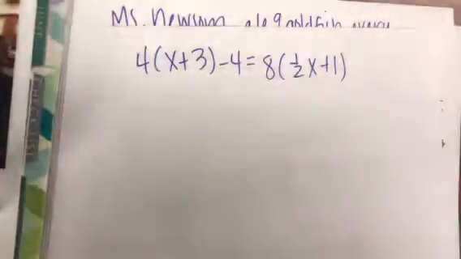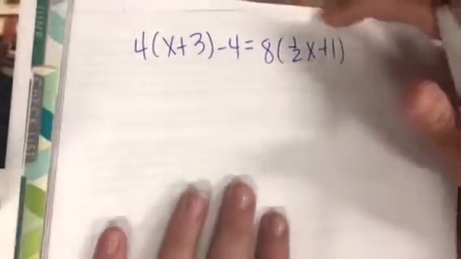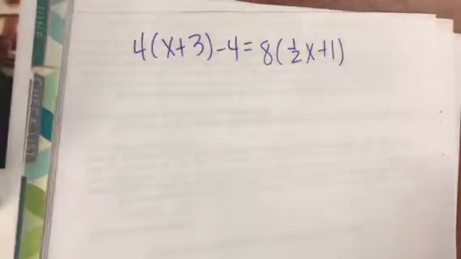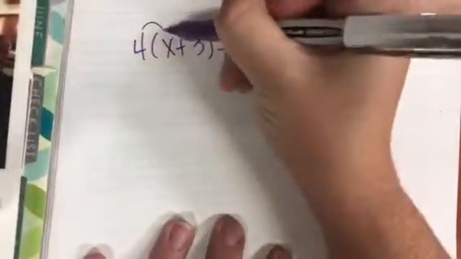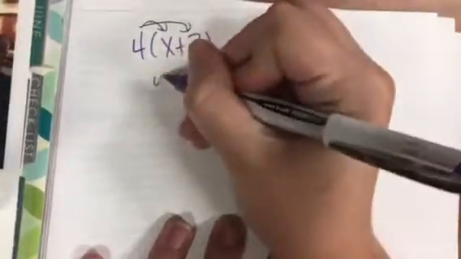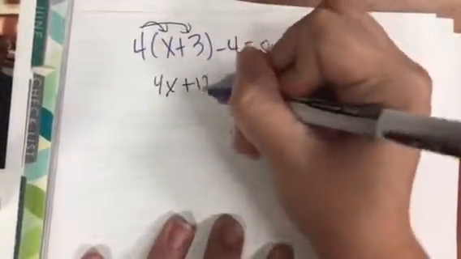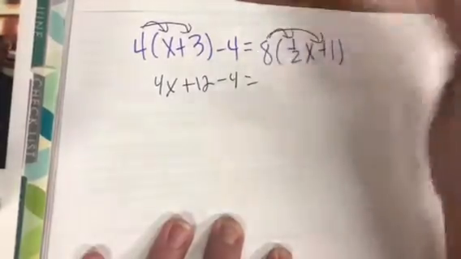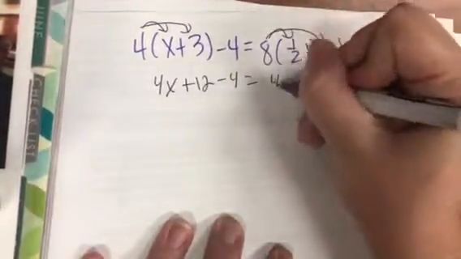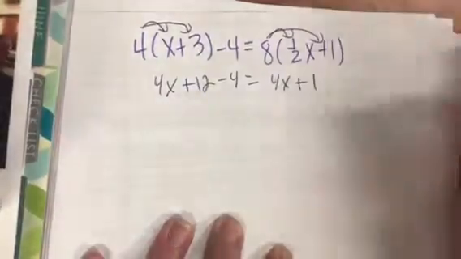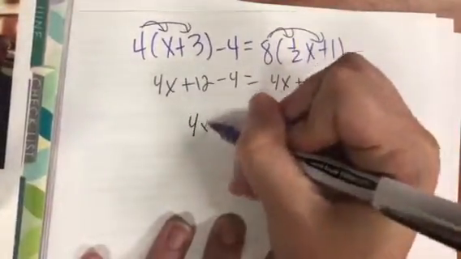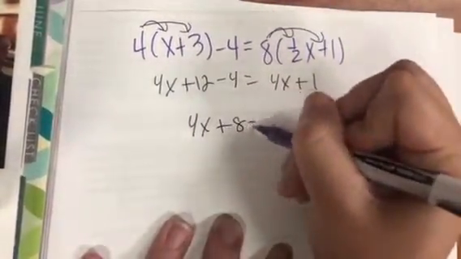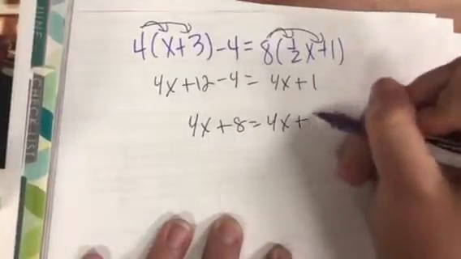Ready for the next one? Can I do the next one? Yes, please. Okay, we've got 4 times x plus 3 minus 4 equals 8 times 1/2 x plus 1. So we're going to do our distributive property here. We've got 4x plus 12 minus 4 equals, distributive property here, 8 times 1/2 is 4x plus 1. I'm going to combine like terms over here. 4x plus 8 equals 4x plus 1.